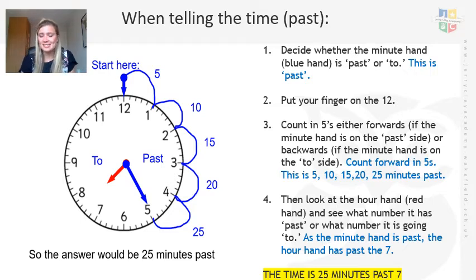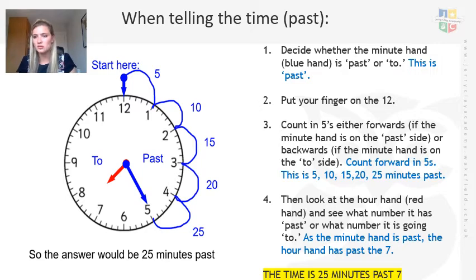If you have said 7, well done, that is brilliant work, because it has gone past the 7. Has it gone past the 8 yet? No, it hasn't, but we are on, because our minute hand is past, we say that it is 25 minutes past 7.